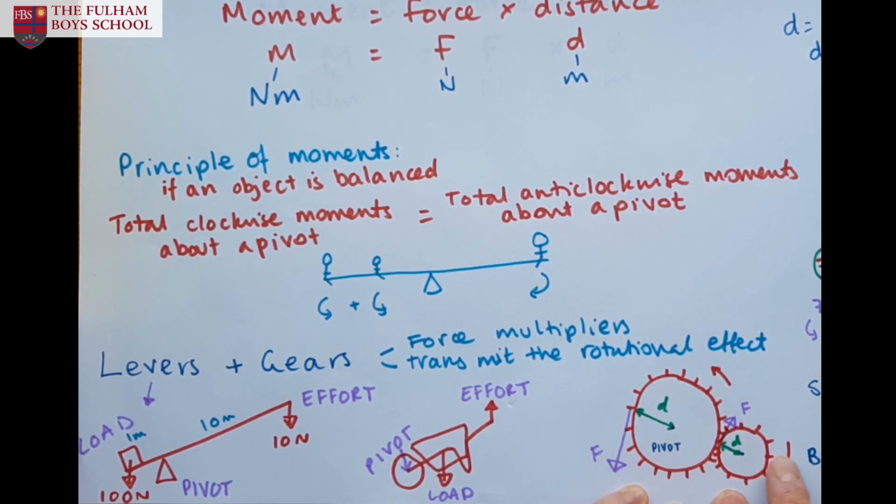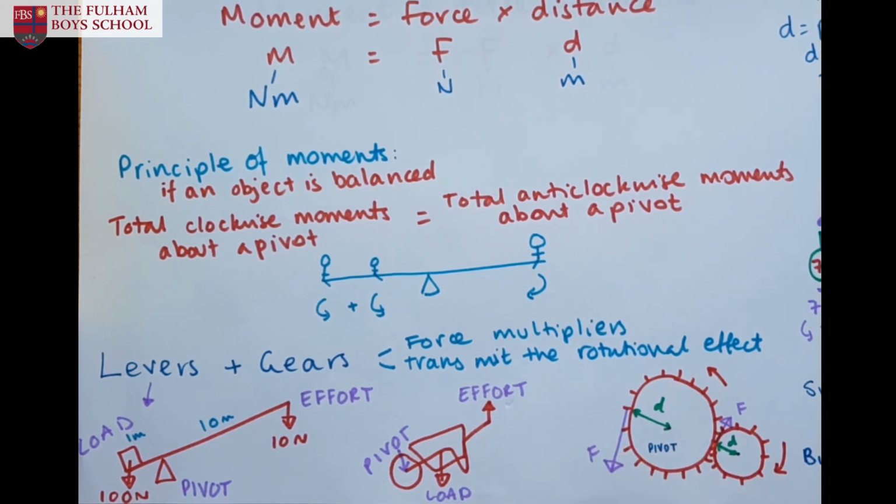So a small gear will turn very, very fast. This gear will have to turn around several times, whereas this gear might only turn around once. So a small gear turns very fast to get a small moment, but a big gear turns around really slowly and you get a bigger moment out. So you're kind of multiplying the force. That's it.